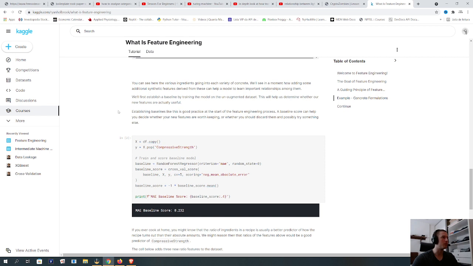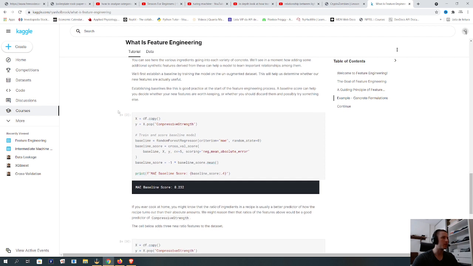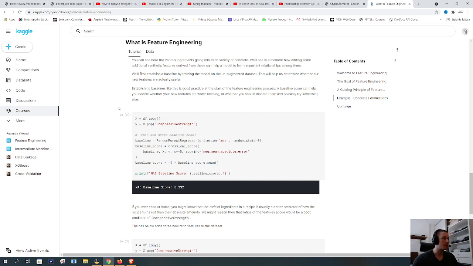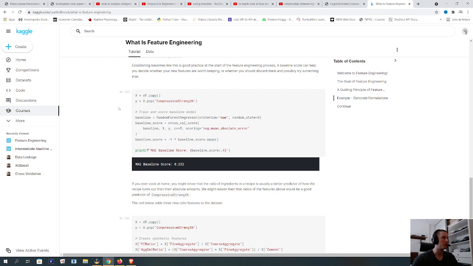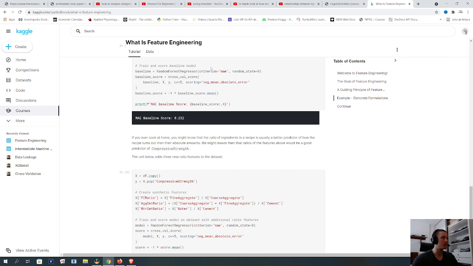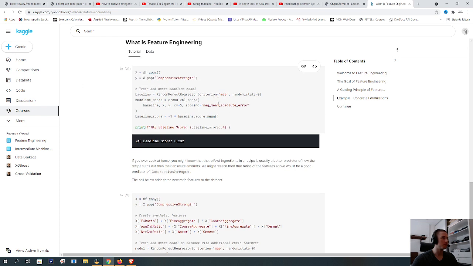important relationships among them. We first establish a baseline by training the model on the unaugmented dataset. This will help us determine whether our new features are actually useful. Establishing baselines like this is good practice at the start of the feature engineering process. A baseline score can help you decide whether your new features are worth keeping or whether you should discard them and possibly try something else. So basically creating the random forest here. Then using cross validation, baseline.